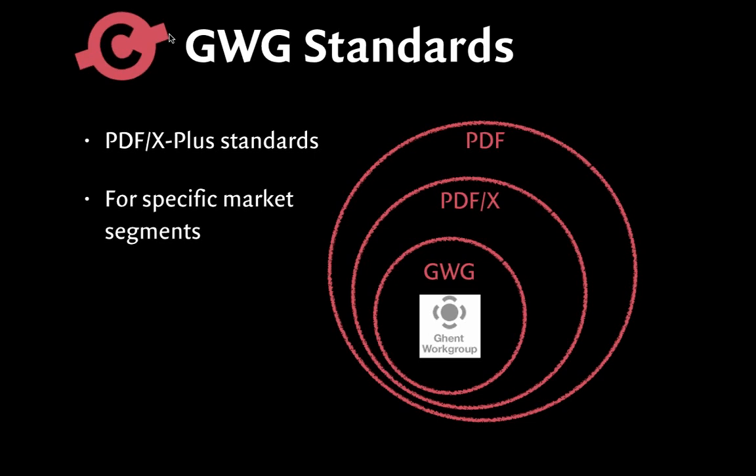And that means, for example, that if you're using a PDF file to represent an advertisement for a newspaper or a magazine, well, the Ghent Workgroup has created a standard that tells you exactly how that PDF file should look. What the limits are, what the things are you can use and cannot use, what the things are you have to do in order to have a file that is suitable for its use as a newspaper or magazine advertisement, for example.